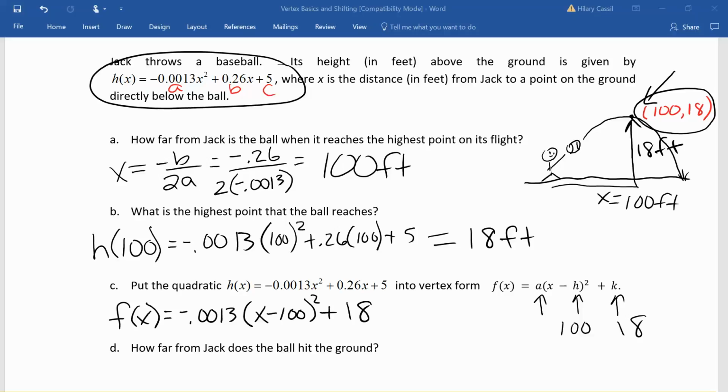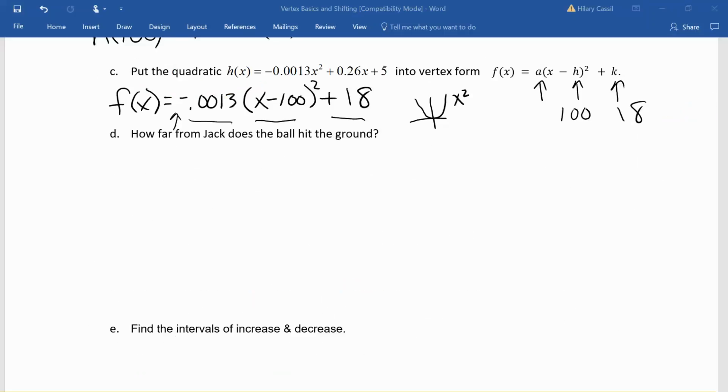And I just want to briefly discuss how this function was created from our standard quadratic of x squared. What we can see here is that it was shifted to the right 100. This would shift it up 18. Multiplying by a value less than 1 is going to vertically compress it or make it flatter, and then that negative out front we know is going to reflect it across the x-axis and make it face downwards and have a maximum.